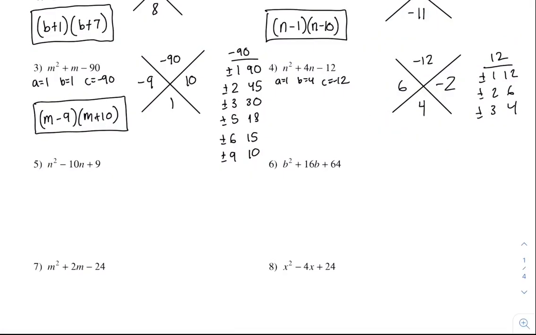Sorry, this is where you should zoom past. Okay, 6 and negative 2. And since a is equal to 1, we just got n plus 6 and n minus 2.